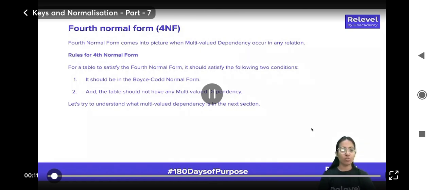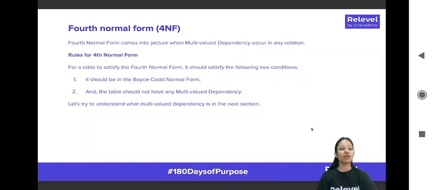So in this video, what we are going to move forward is one of the last legs of normalization, where we talk about the fourth normal form. The fourth normal form comes into picture when multi-valued dependency occurs in a relation or a table. First we'll define what the rules are for fourth normal form, then we'll understand again the very idea on which the normal form is based on.